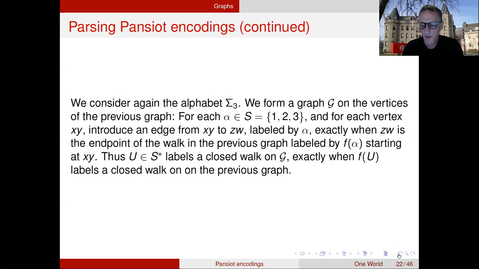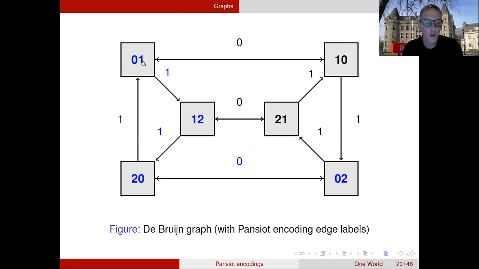So let's roll back to the de Bruijn graph here. If I have a kernel repetition, if I have a piece of the Pansiot encoding that maps to the identity, that means that if I start here, if I look at 1, 0, 1, 0, that maps to the identity permutation. So closed walks on this graph correspond to pieces of the Pansiot encoding which are in the kernel. Now the Pansiot encoding parses into these blocks 0, 1, 0, 1, 1, 0, 1, 1, 1. So if I look at 0, 1, 1, 1, I would map from 0, 1 to 1, 0.